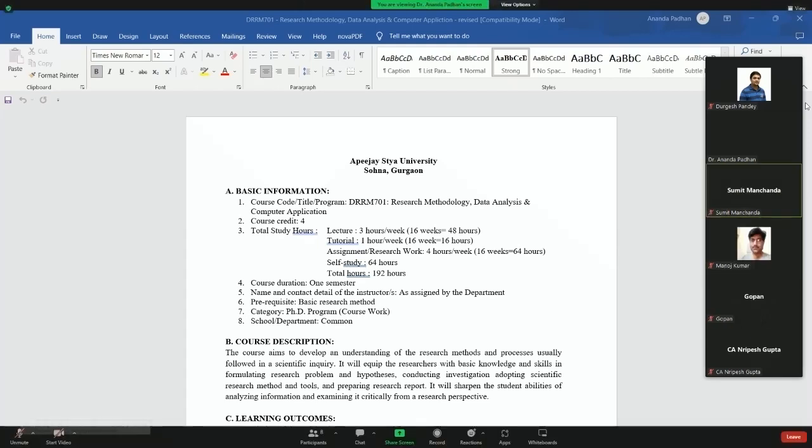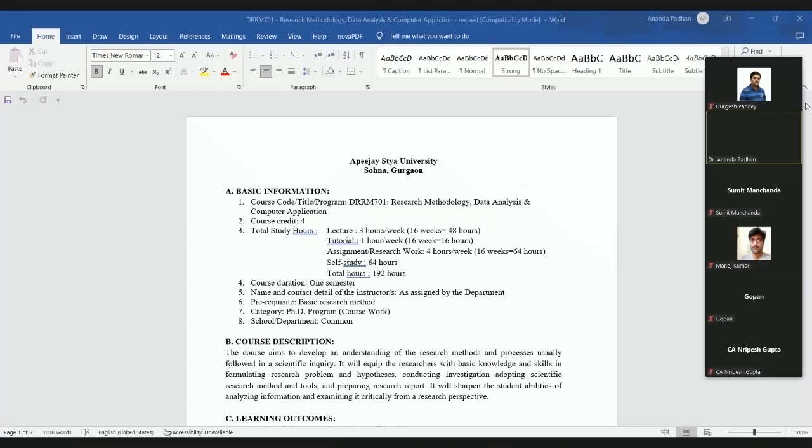Yes, sir. This is a Word file, it gives you the syllabus. So what happens in ASU, the syllabus is a little comprehensive, so we call it a course structure. So you can see this, the hours are calculated considering the 4 credit.